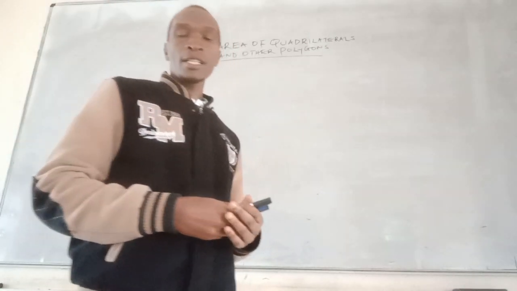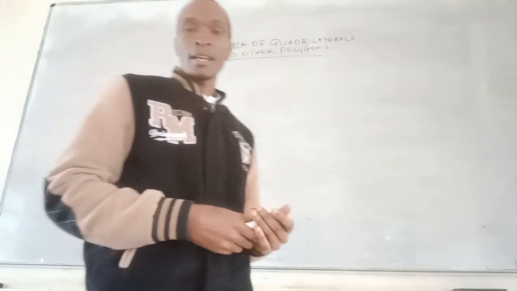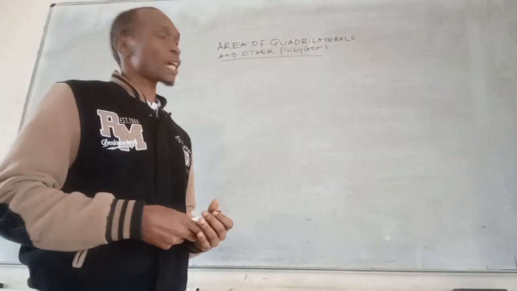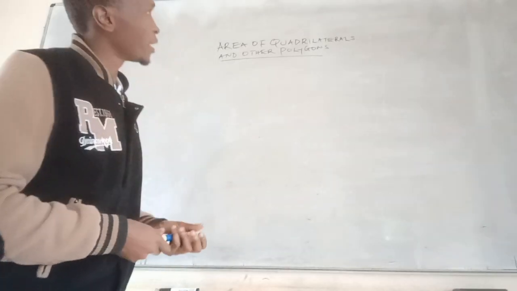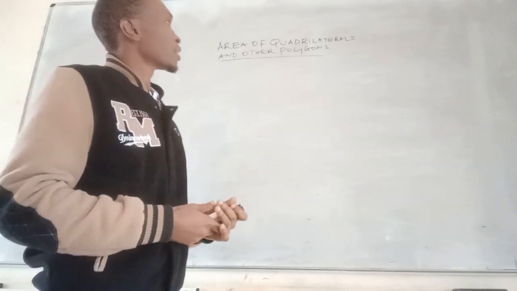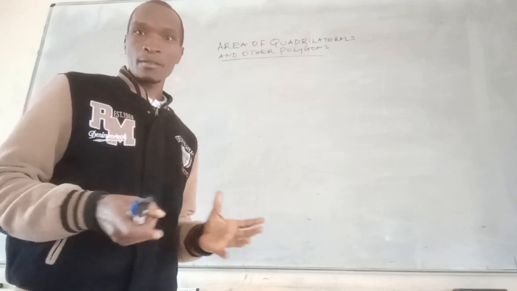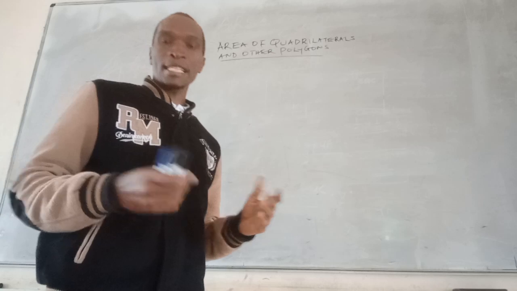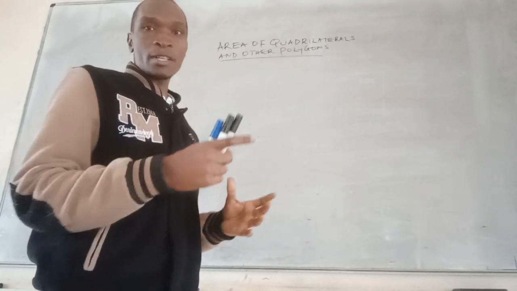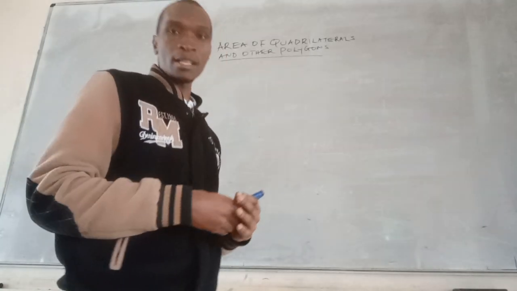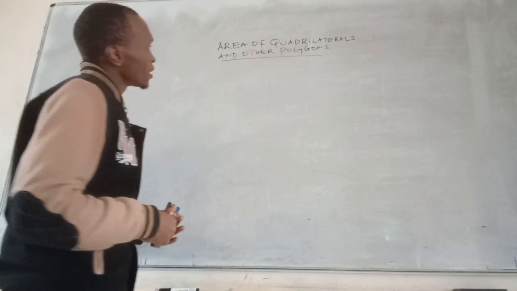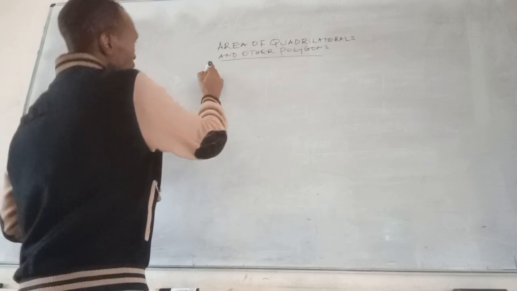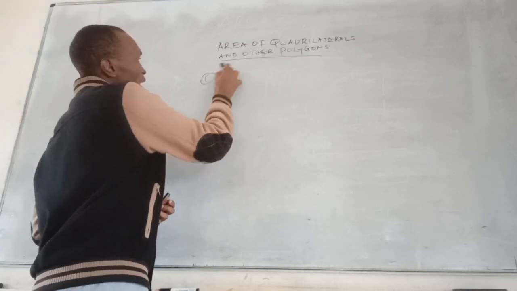A quadrilateral is a four-sided figure. The term quadrilateral is derived from two terms, quadri and lateral. Quadri means four, and lateral means sides. So we have four-sided figures. An example of a four-sided figure is a rectangle. So we'll start by looking at a rectangle.